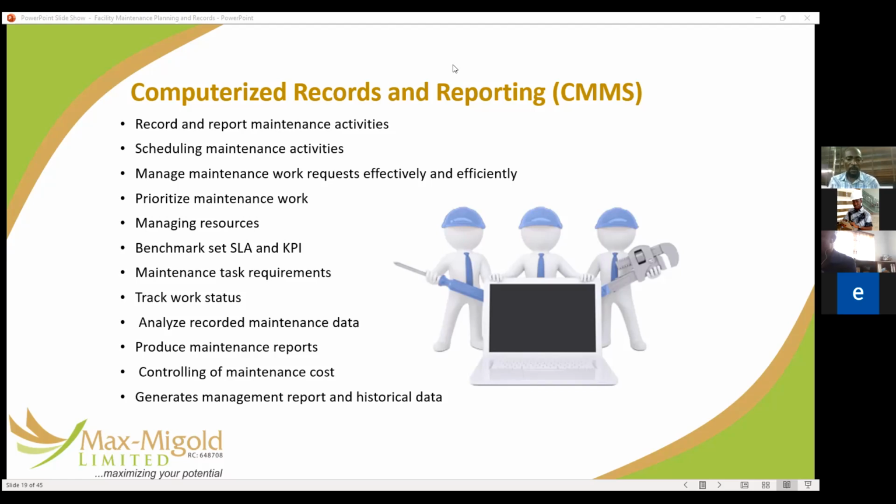You can benchmark your SLA, service level agreement, and your KPI, that is key performance indicator. Then your maintenance task requirements, track work status. Whether it has been done, it's still pending, or it is halfway done, 90% done, or 100% done. Analyze records: you can easily analyze your recorded maintenance data. You can produce maintenance reports. You can control maintenance costs. It also helps you to generate and manage your reports and your historical data. These are what you gain when you maintain good reporting in your computerized maintenance system.